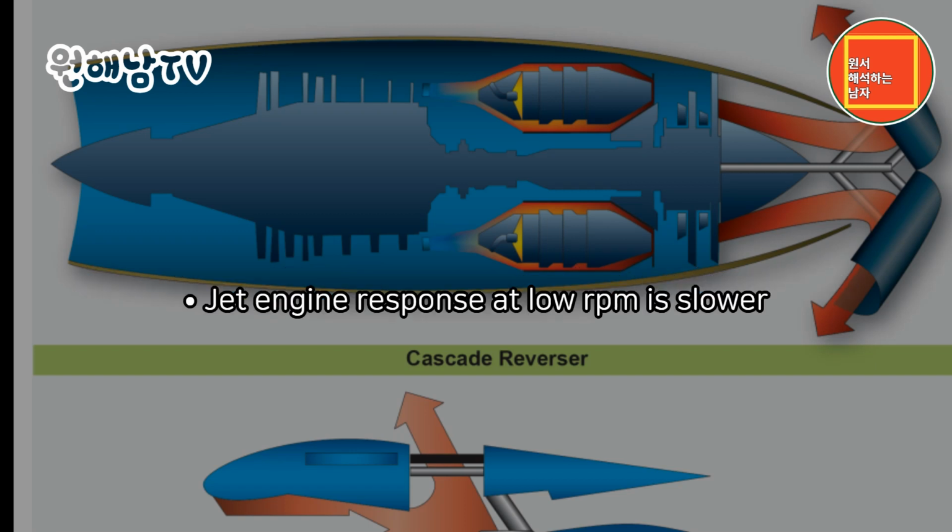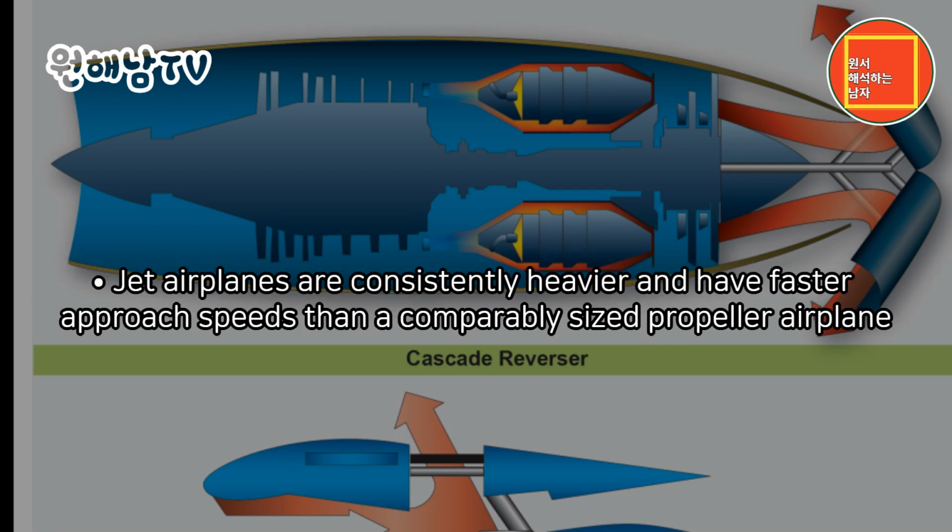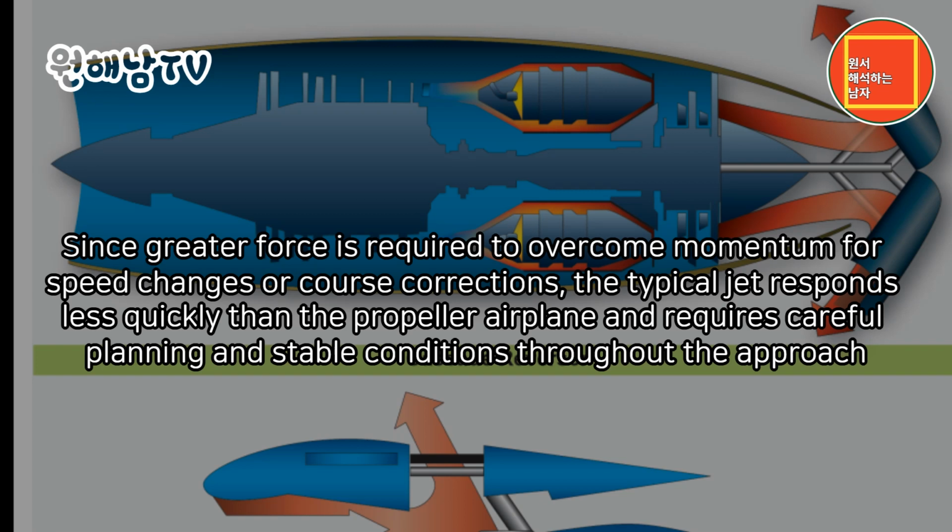Jet engine response at low RPM is slower. This characteristic requires that the approach be flown at a stable speed and power setting on final so that sufficient power is available quickly if needed. Jet airplanes are consistently heavier and have faster approach speeds than a comparably sized propeller airplane. Since greater force is required to overcome momentum for speed changes or course corrections, the typical jet responds less quickly than the propeller airplane and requires careful planning and stable conditions throughout the approach.